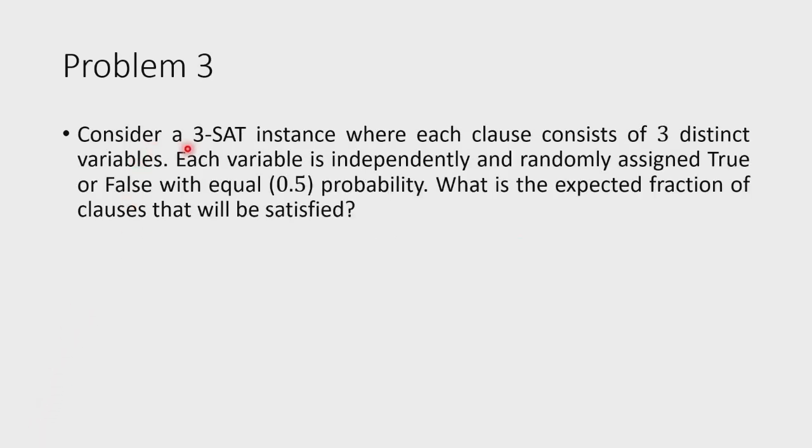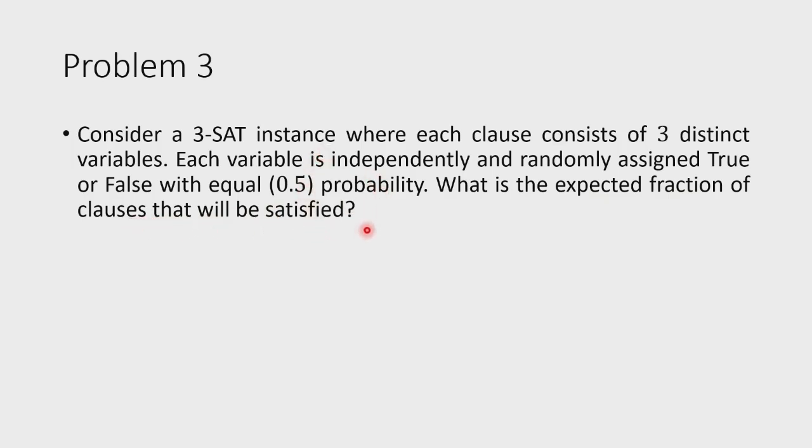Okay, so let's look at the next problem. Consider a 3-SAT instance where each clause consists of three distinct variables. Each variable is independently and randomly assigned either true or false, that is either 1 or 0 with equal probability, so probability half. What is the expected fraction of the clauses that will be satisfied?